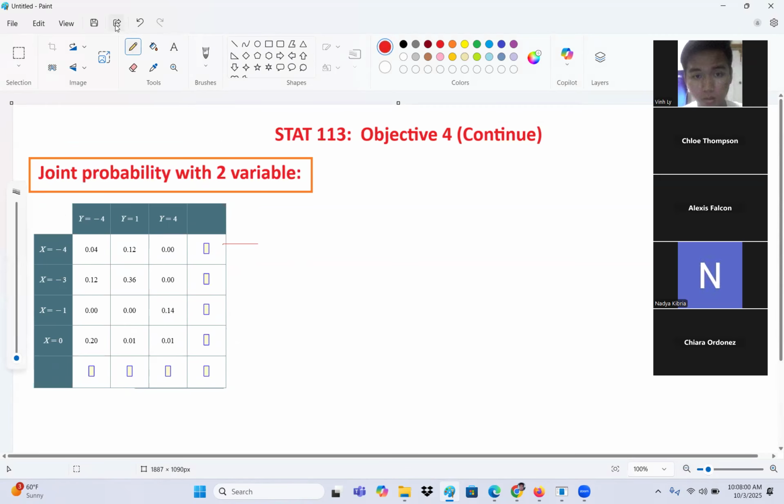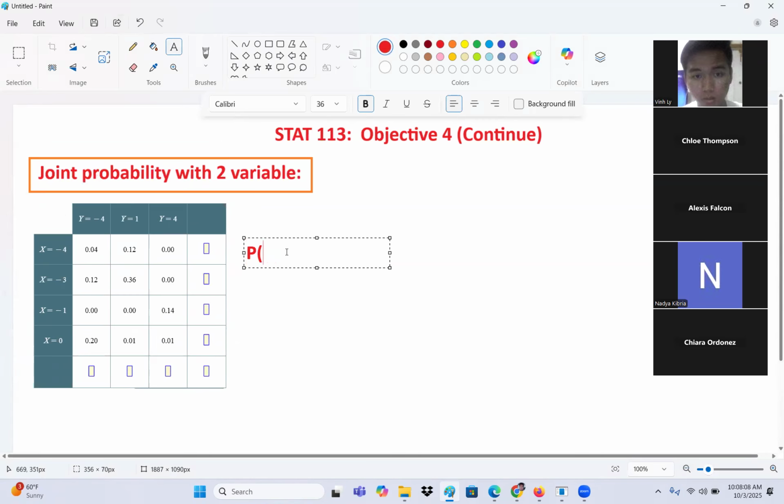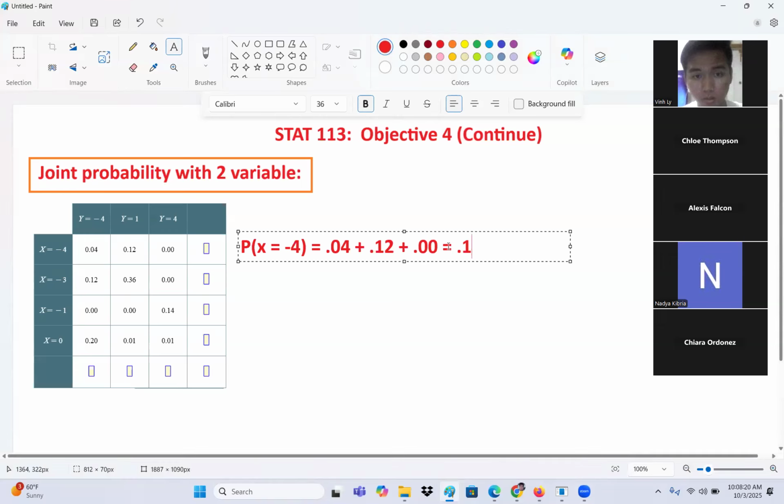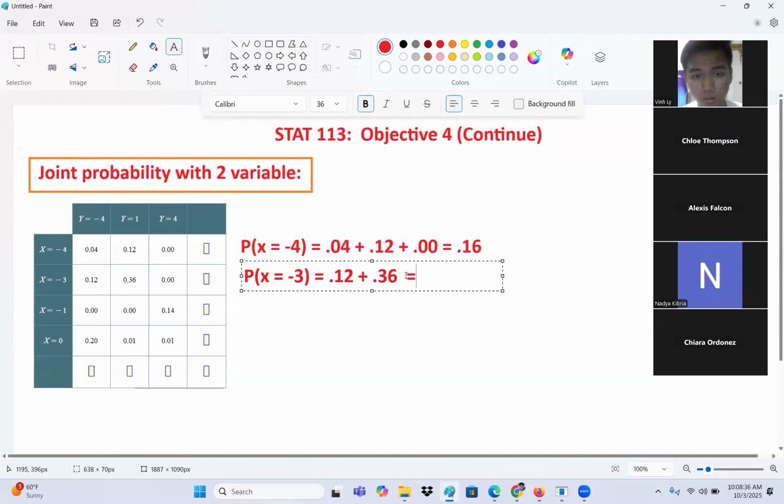So for the P of X equal to -4, just simply add up 0.04 plus 0.12 plus 0.00, you get 0.16. And then we do the same thing for X equal to -3. Just add up 0.12 plus 0.36, which is actually going to give us the answer, 0.48.